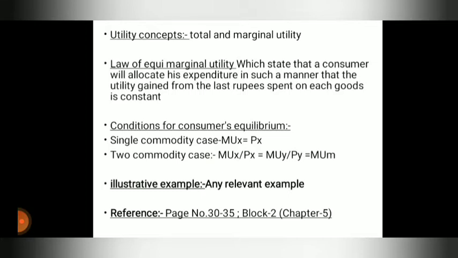Now you can give any relevant example for this also. It is better to take either a single commodity or two commodities; better is to take the two commodities case. You can give a marginal utility schedule of both commodities and explain how the consumer attains equilibrium. Preferably there will not be just one point where MUX by PX is equal to MUY by PY.